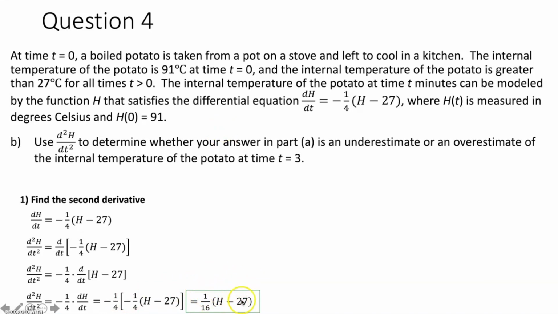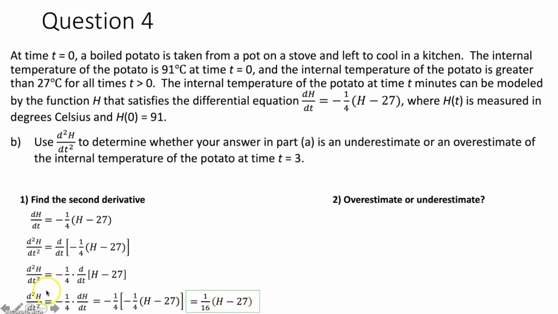So again, how does this help us? Well, this is going to help us determine whether our tangent line approximation was an over or an underestimate. If the second derivative is positive, that means your original function is concave up at time t equals 3, meaning your tangent line approximation is an underestimate. If your second derivative is negative at time t equals 3, then your original function is concave down, meaning your tangent line approximation is going to be an overestimate.